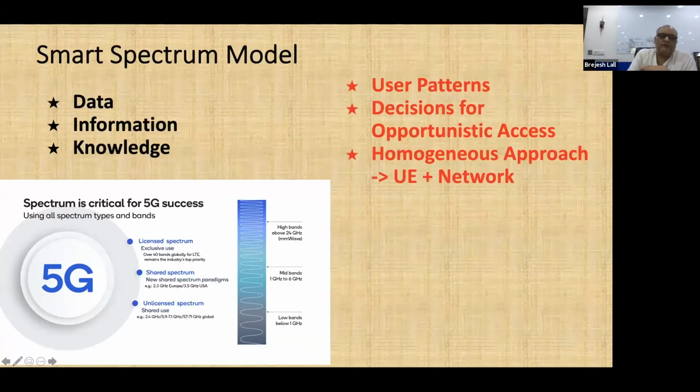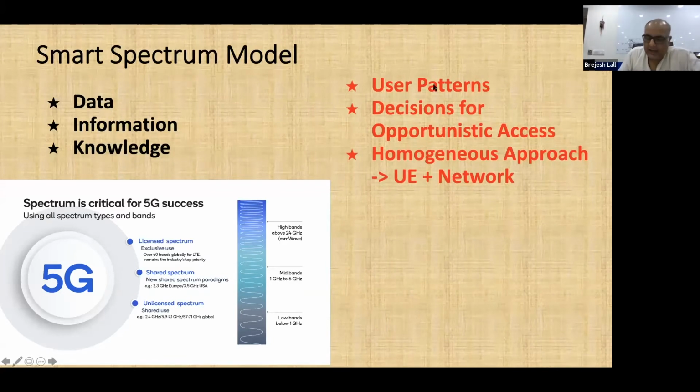And what a smart spectrum model is expected to do is that it should collect data, convert it into information, and finally into knowledge. And this knowledge should drive the way spectrum is allocated to the different users who want to use it. In this particular challenge, we expect the participants to go a step further. We expect them to do analysis of user patterns as well.